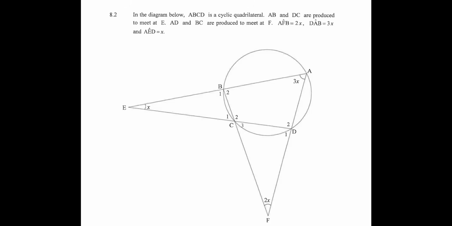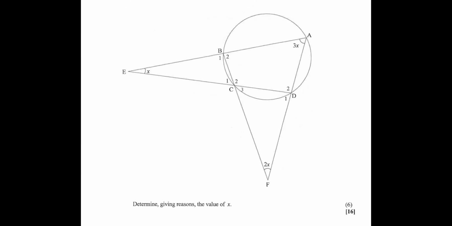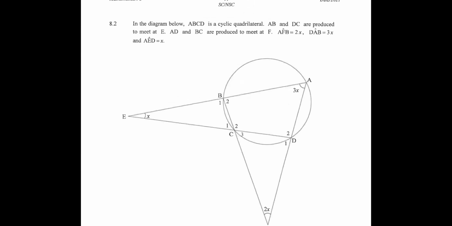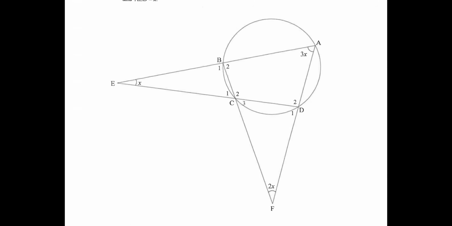The only question, for 6 marks, is determine the value of x. So this means that we can find x in terms of degrees. Okay, no other information is given besides that ABCD is a cyclic quad. I don't see any other useful information there. So I'm just going to zoom in on the sketch and then let you guys attempt this question. Calculate the value of x.